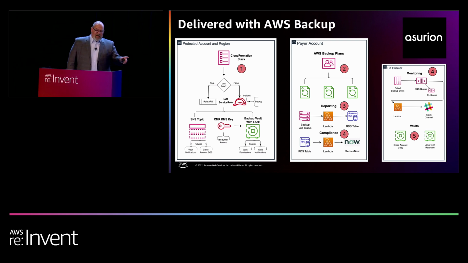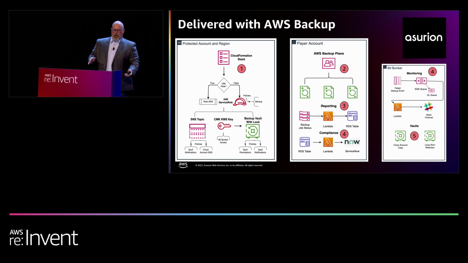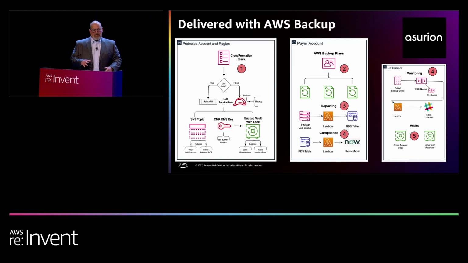Starting in the account for the protected resources, we've got a CloudFormation stack that goes out and deploys an IAM role to manage the backups. We have an SNS topic that's deployed for immediate notifications of backup failures. We have a KMS key that's created, and then we're also creating a backup vault that has compliance lock applied. Moving over to our payer account, our organizations account, this is where we're managing our backup policies globally. This is where we're creating our policies and attaching accounts where the protection is needed.